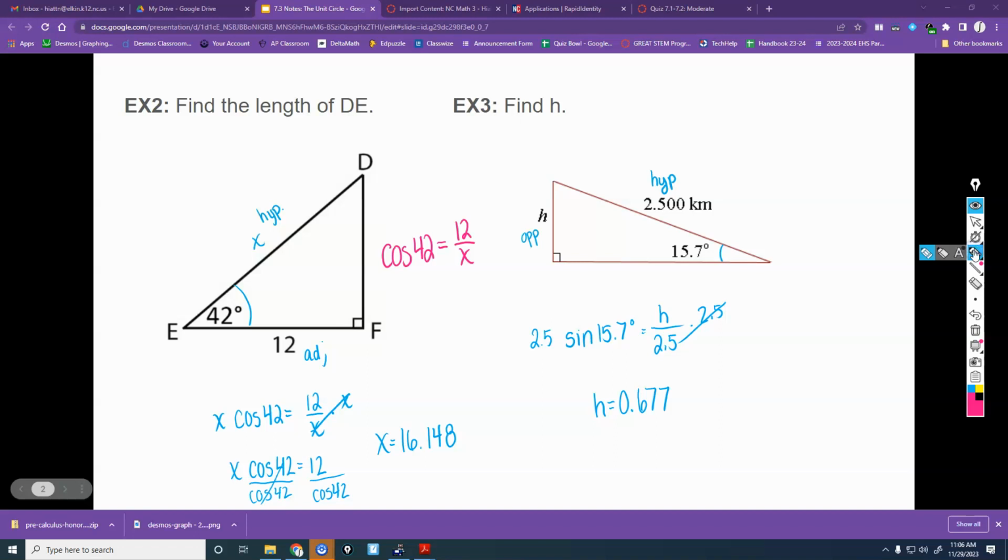All right. So, we would have sine of 15.7 would equal h over 2.5 right there.